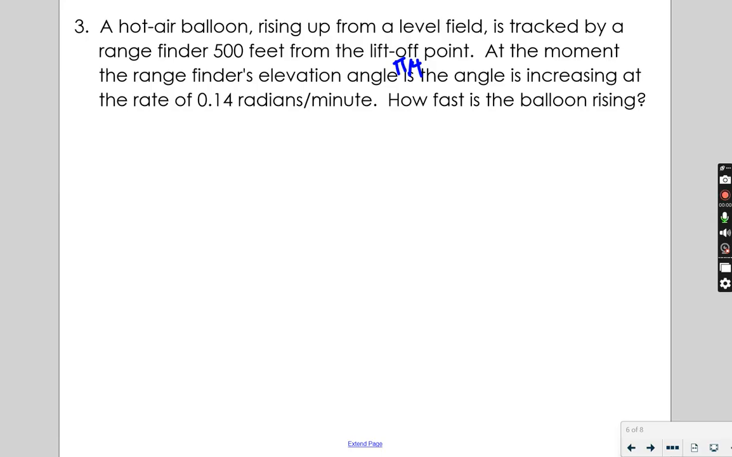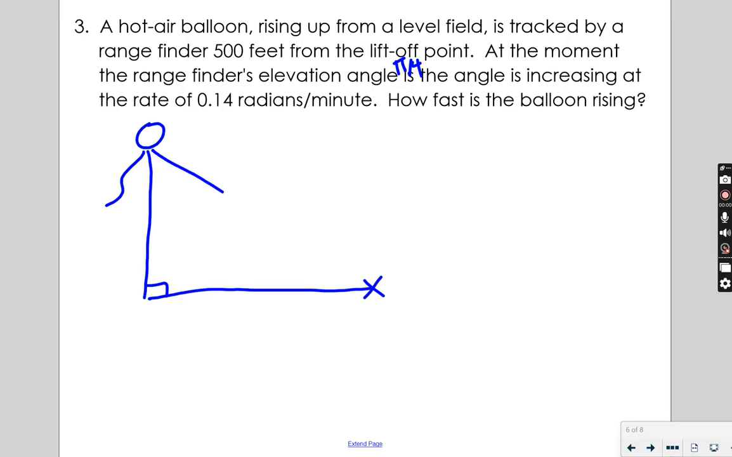Okay, so we need to draw a picture. We've got a hot air balloon rising up from the ground. I'm just going to draw a balloon. I don't know how to draw a hot air balloon. There's a regular balloon. And it's going up from the ground, so let me draw its path right there. And then there's a rangefinder 500 feet from the liftoff point. So somewhere over here. I don't know what a rangefinder looks like. I'll draw that. What shape are we getting here? Triangle. Yeah, a right triangle. There we go.